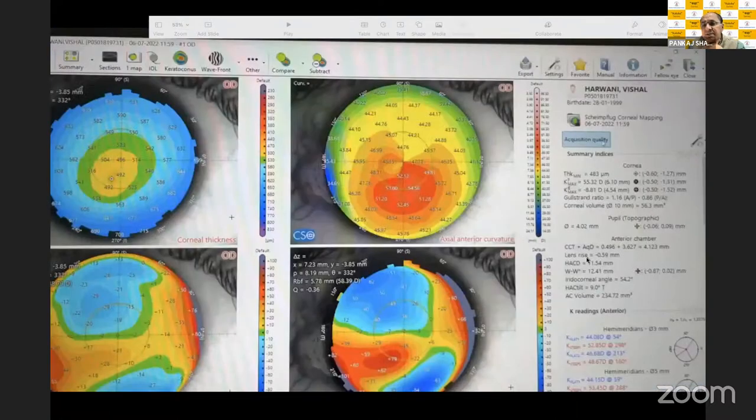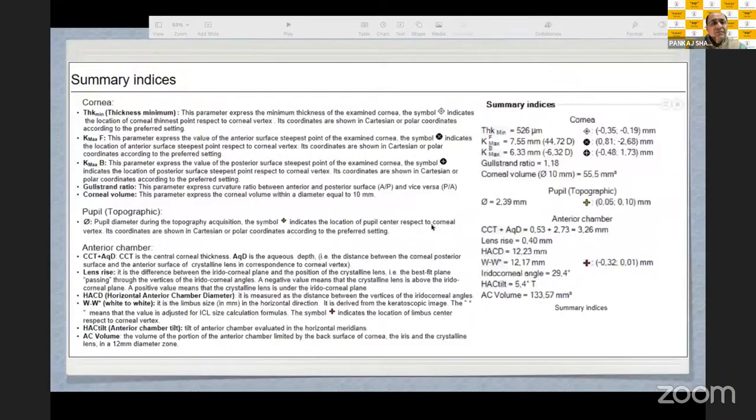If you don't understand all these things, you can just click on any one of these and it will give the explanation: thickness, K-max, Goldstrand ratio. Now the difference in the back to front ratio of Pentacam with Sirius is, in Pentacam, it is back to front, where the back radius is the numerator and the front radius is the denominator. So it is 83% or 0.83. In Sirius, it is anterior to posterior, the front to back. So it is 1.18 to 1.22. So it is just the reverse because they have to do something differently.